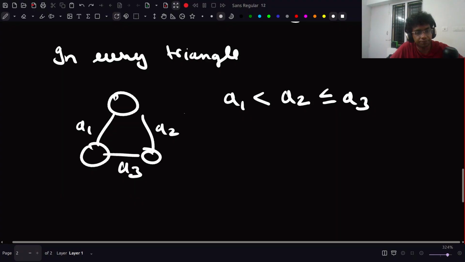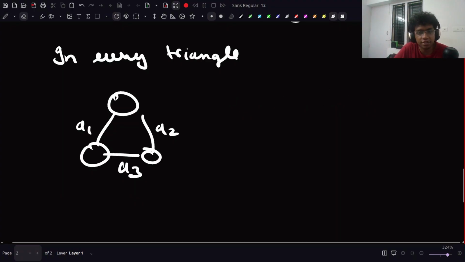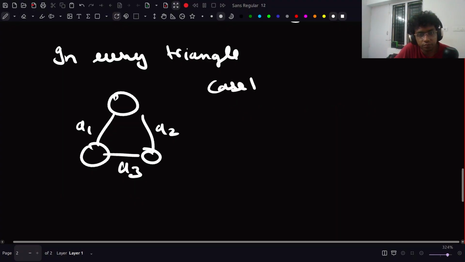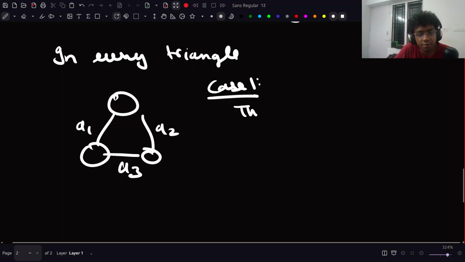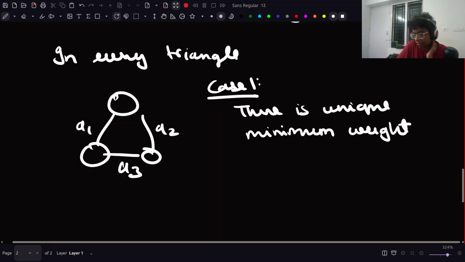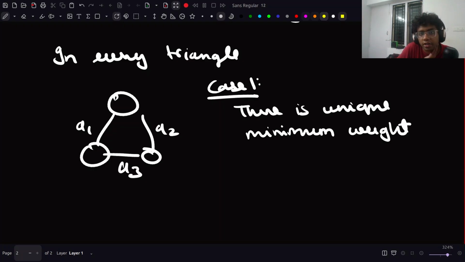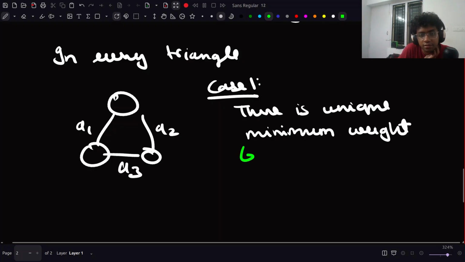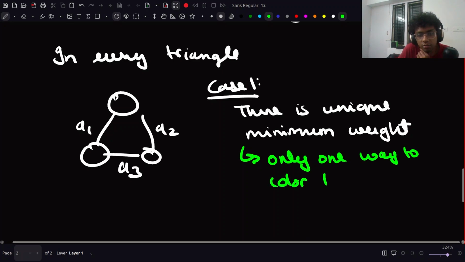So now, we can write it in such a way: case 1, there is a unique minimum weight edge. Then we have to only and only exclude that one. We can only exclude that one. So what we can write is, in this case, there is only one way to color this triangle, right? Only one way to color this triangle.